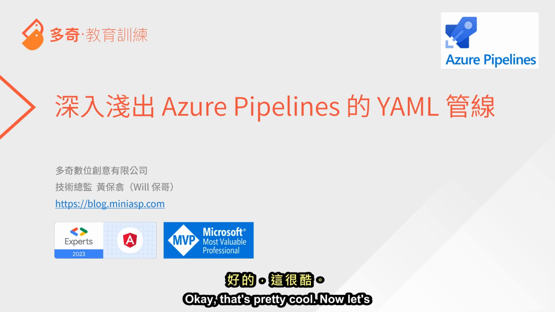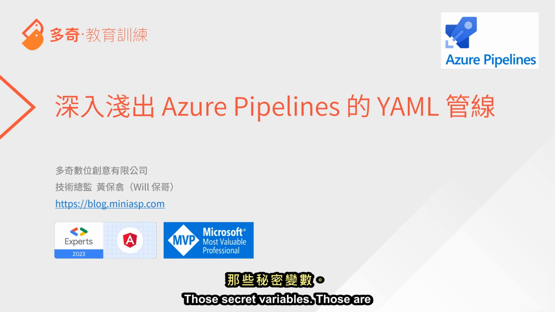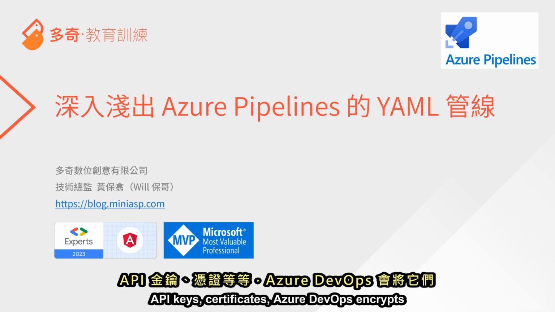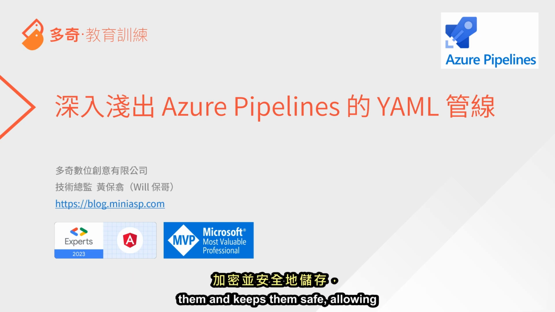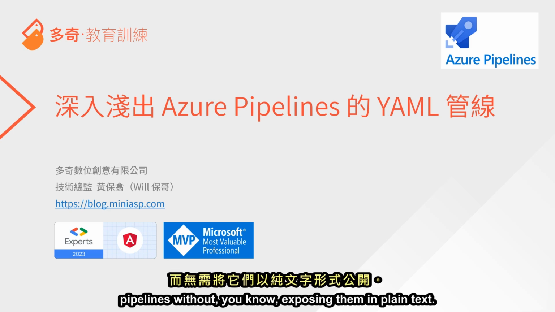Okay, that's pretty cool. Now let's address the elephant in the room. Those secret variables. Those are the ones we need to be extra careful with, right? Absolutely. Secret variables are crucial for storing sensitive information like passwords, API keys, certificates. Azure DevOps encrypts them and keeps them safe, allowing you to access them within your pipelines without exposing them in plain text.